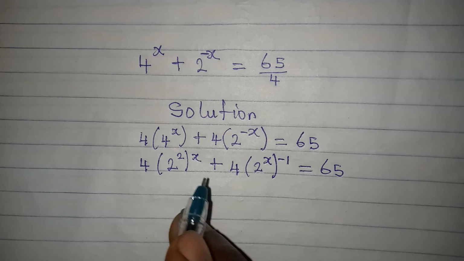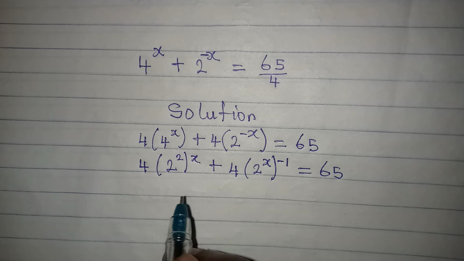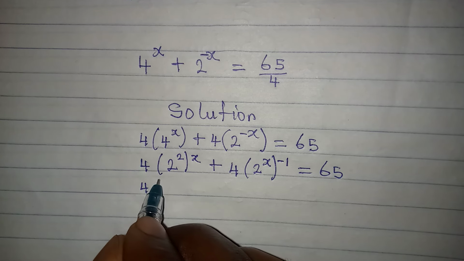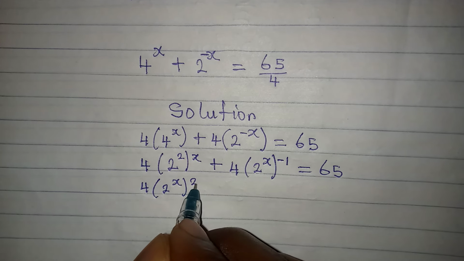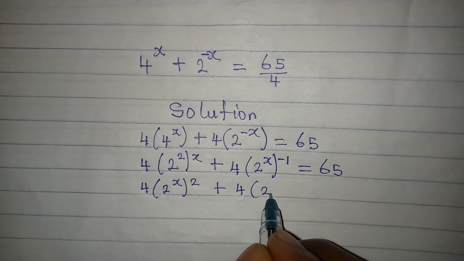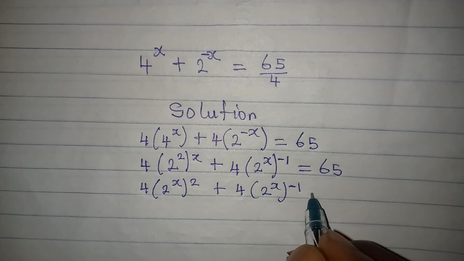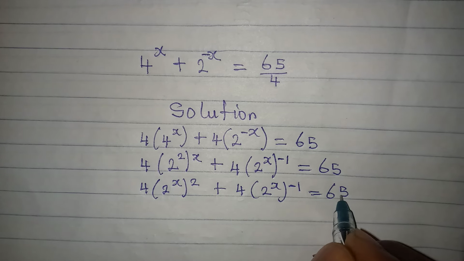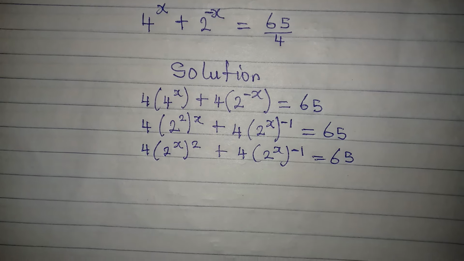Okay, let me turn this around. I can bring x inside and take 2 outside. So I have 4 into 2 to the power of x to the power of 2. Then plus 4 into 2 to the power of x to the power of negative 1 equals 65. Remember, we want to solve this completely.